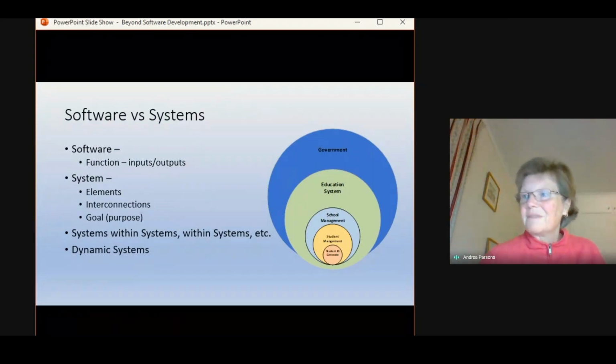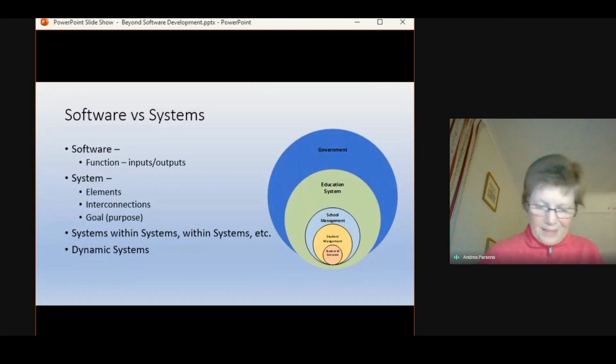So in the example that I've drawn up here, the software being built might be the student ID generator, which is something to generate student IDs. And it lives within a student management system, which lives within a school management system, which lives within an education system, which lives within the government systems, etc.